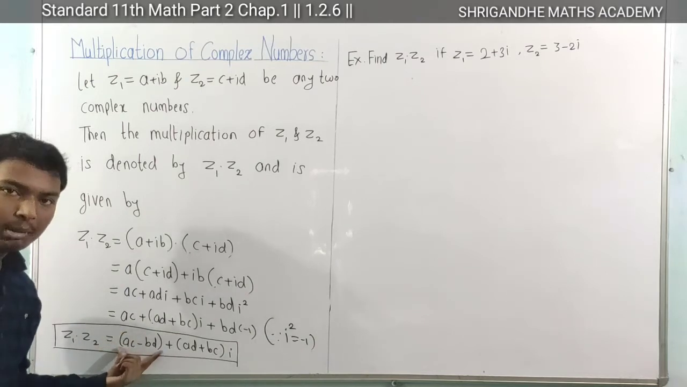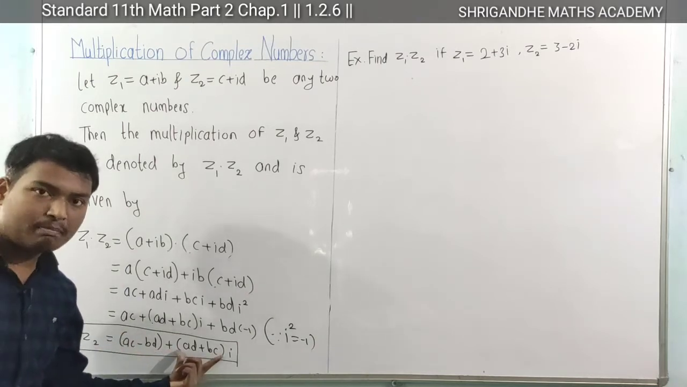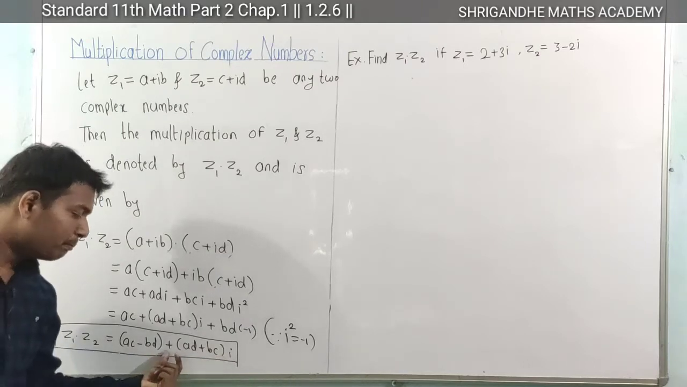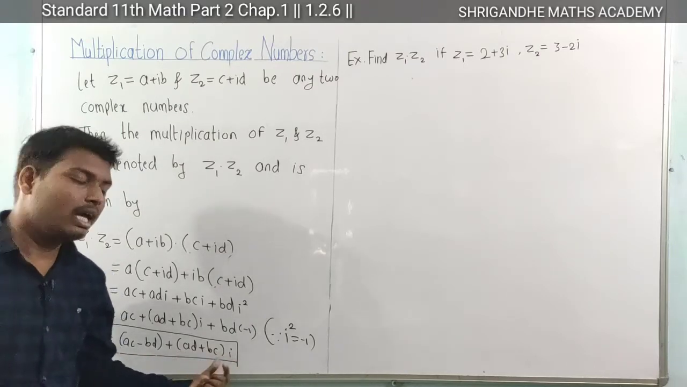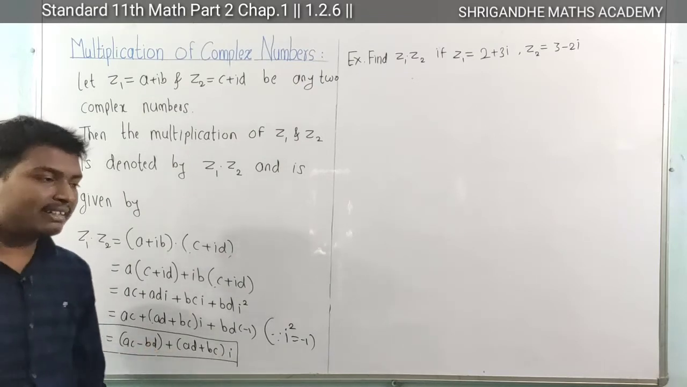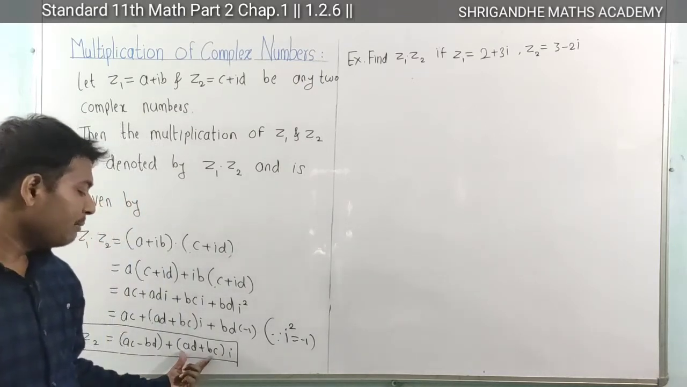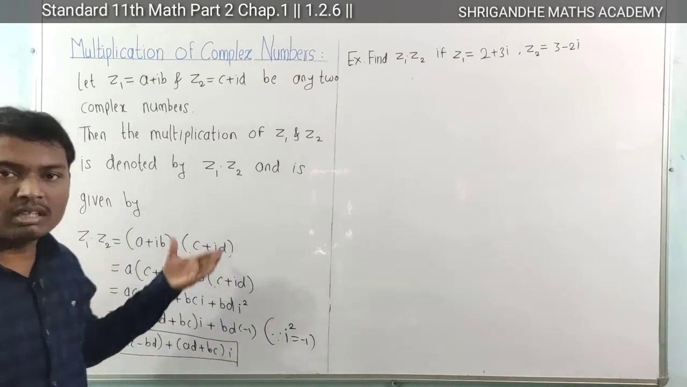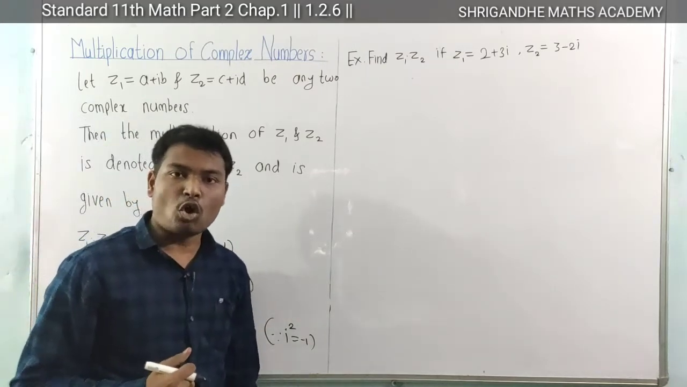This is equal to AC minus BD, we take the real part common, plus in the second bracket, the imaginary parts. Therefore, AC minus BD plus AD plus BC into I. Therefore, we get Z1 into Z2 is equal to AC minus BD plus AD plus BC into I. This is the method of how to multiply two complex numbers.